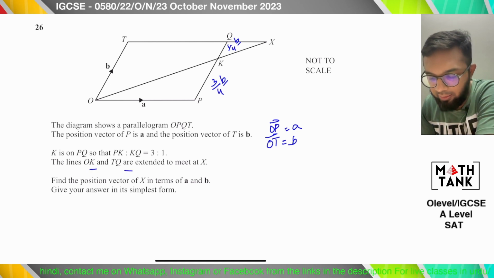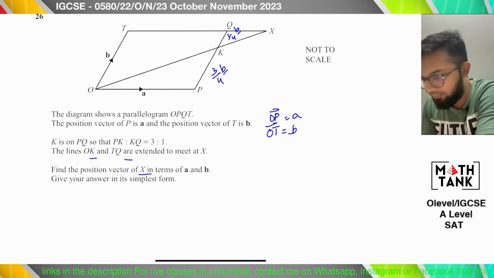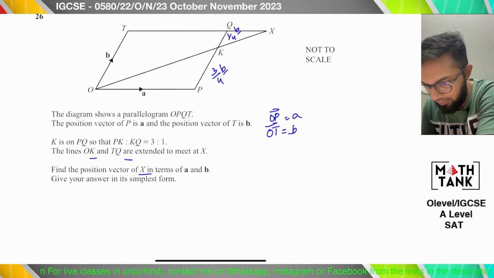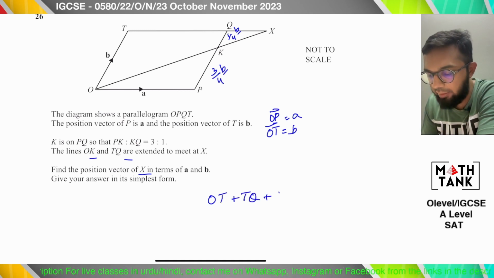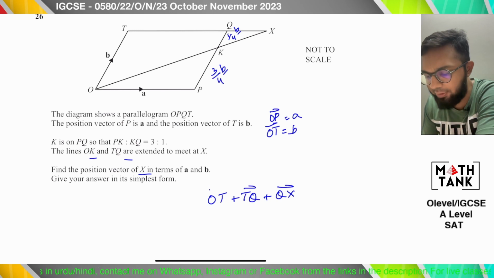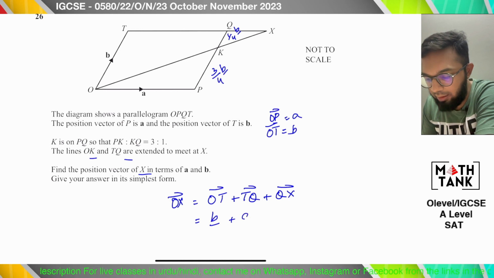The lines OK and TQ are extended to meet at X. Find the position vector of X in terms of A and B. Okay, so when I want to reach X, my target will be to go from O to T first, then from T to Q, and then from Q to X, since these are the stops that I have. I'm working from O to X, just highlighting that. OT is basically B, sorry, and TQ should be A.